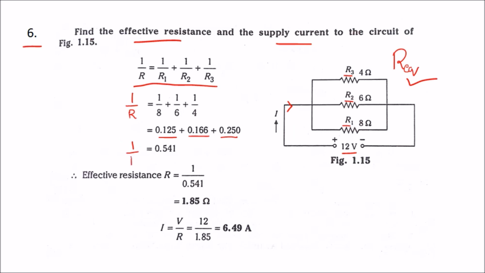So therefore 1 by R is equal to 0.541. So the total resistance R is equal to 1.85 ohms. This is the equivalent resistance Req. Then we need to find the supply current. We know the current, voltage and resistance relationship, that is I is equal to V by R. The supply voltage is 12 and the equivalent resistance is 1.85. Calculating this, we get the current 6.49 amps.